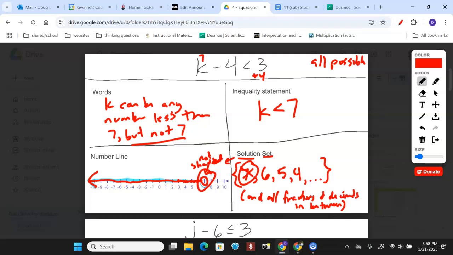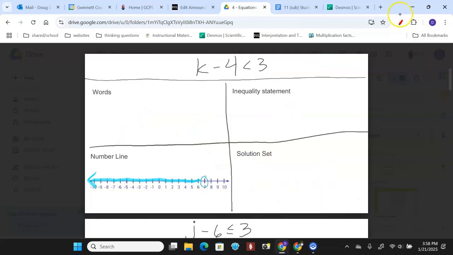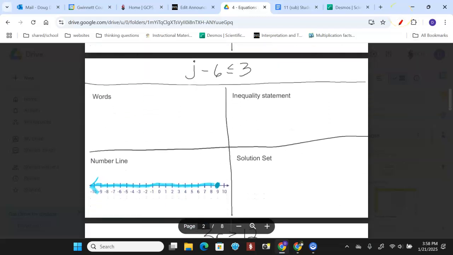That's how we do it. So that's just 4 ways to show the answer, all to the same one. Let me show you a second example that is pretty similar but a little different.